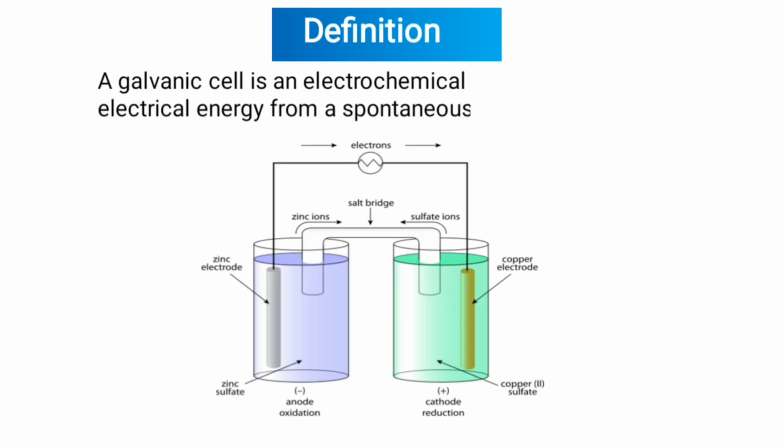Now, definition of galvanic cell. My dear student, definition: a galvanic cell is an electrochemical cell that generates electrical energy from a spontaneous redox reaction.